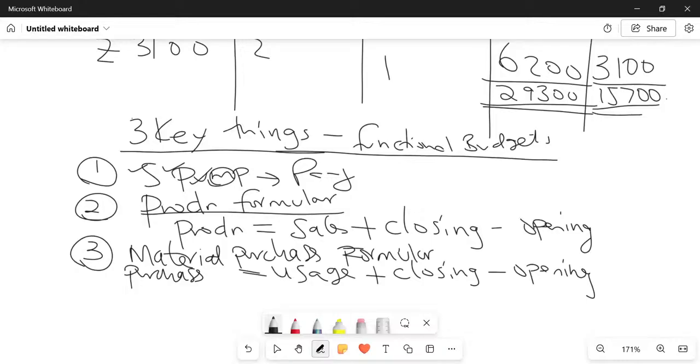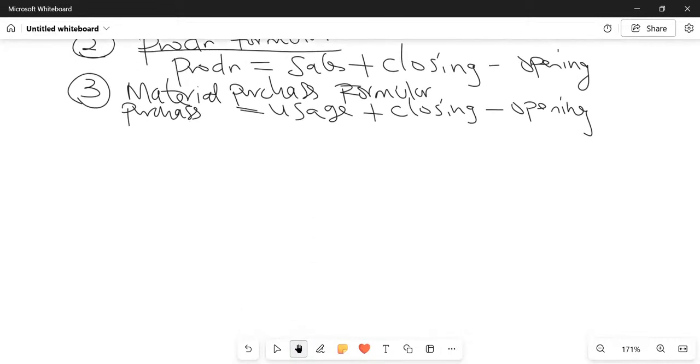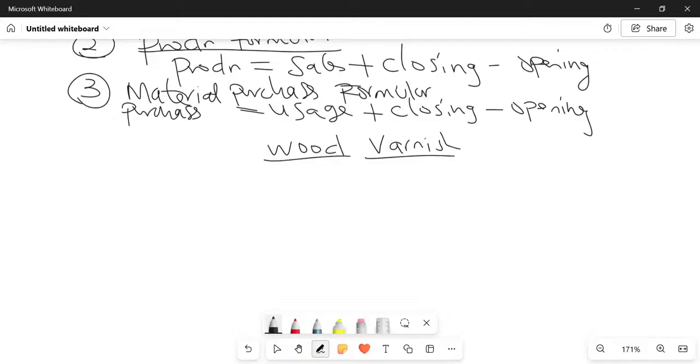So then we shall be able to right away get this. Very easy. Remember, what are we purchasing here? We are purchasing our materials, of which we have two types. We have the famous wood, and then we have varnish. So we start with usage. Fortunately, you have the total. For wood, you ninjas had given me the total kgs of wood that we wanted. If I remember very well, wood, we are 29,300 kgs.